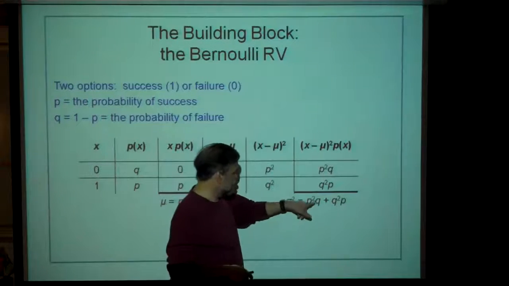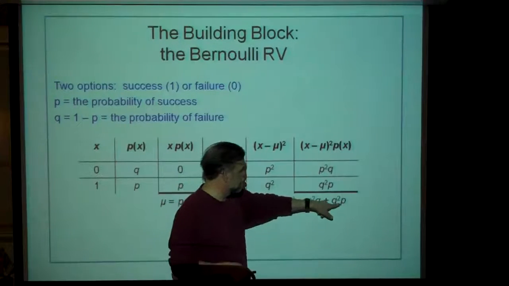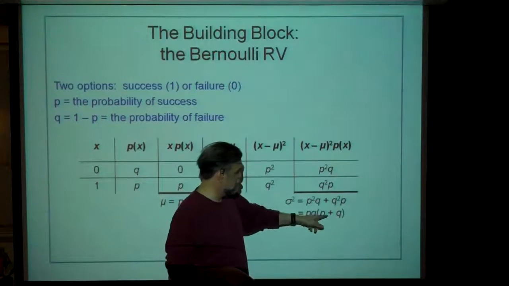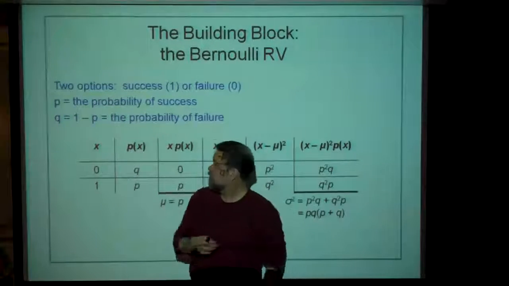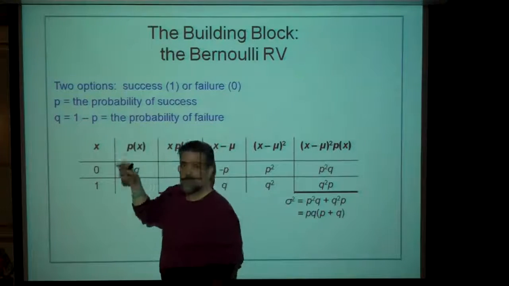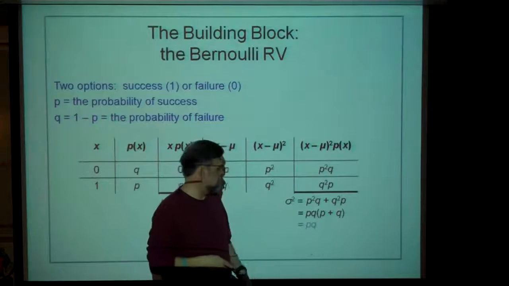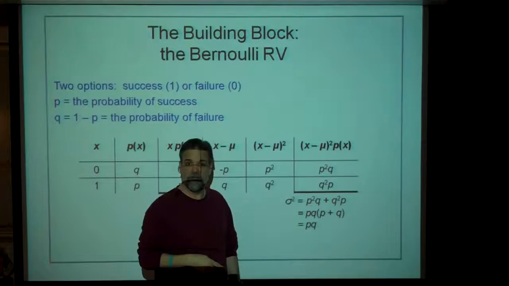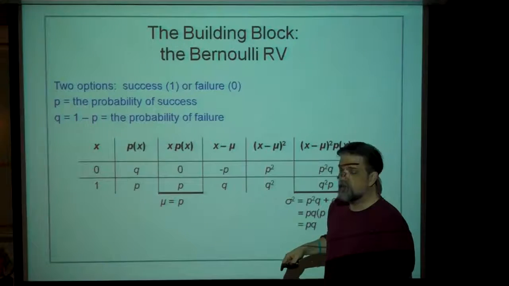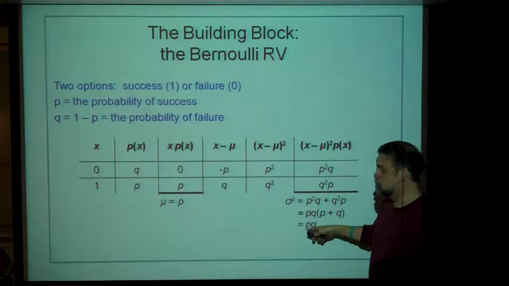And you know something? We can factor out p times q from this. And so I would get pq times (p plus q). But what is p plus q? It's the probability of success plus the probability of failure. That's just 1. So this is pq times 1, which is just pq. Okay. So what have I found out? I found out that the mean of my Bernoulli random variable is p, and the variance is pq.